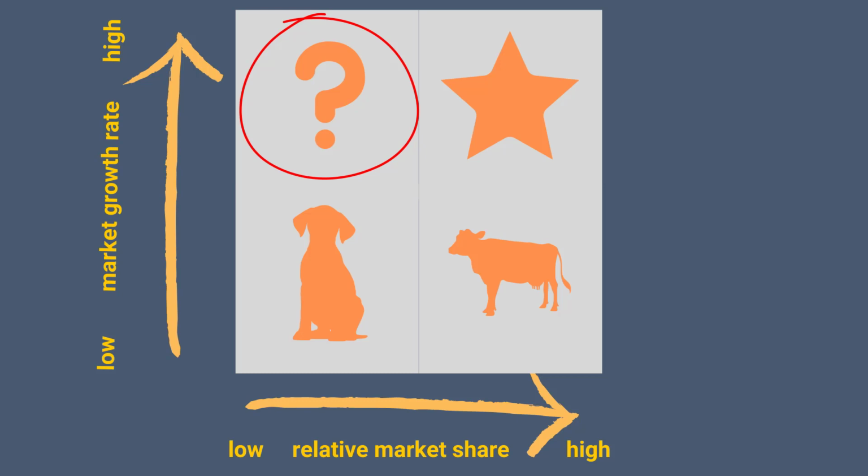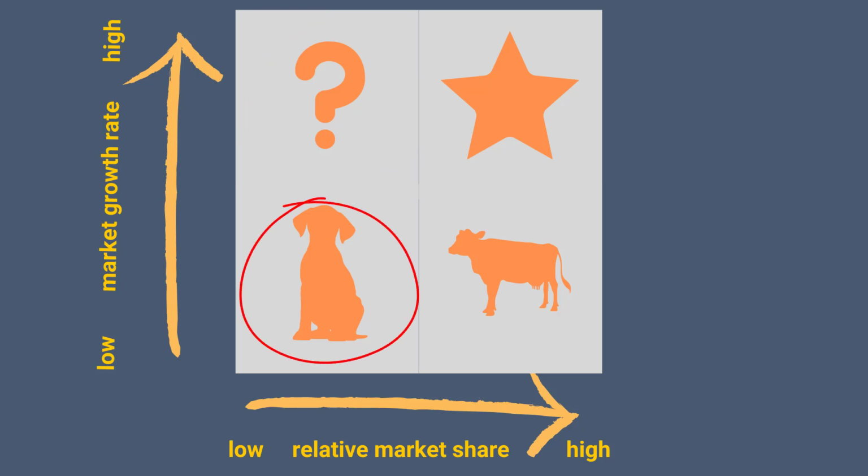We have to identify question marks that have potential. So these products can compete, they can build market share. We have to make some kind of investment. We have to look at things like segmentation, positioning. And you need cash to invest in question marks so that we can turn them into stars.